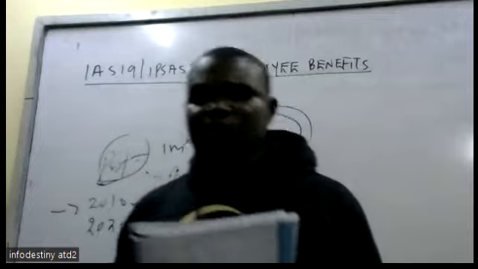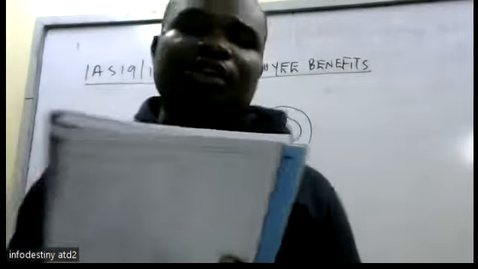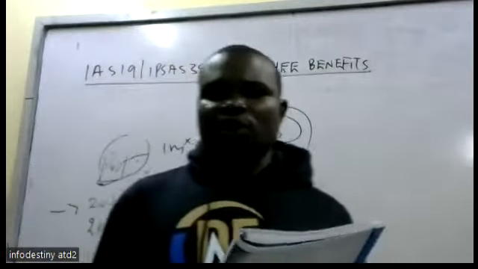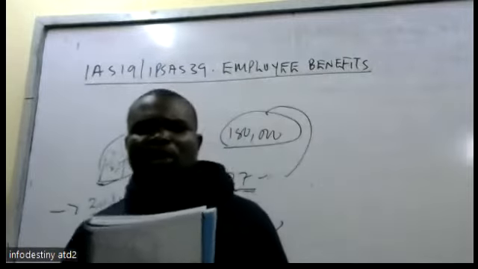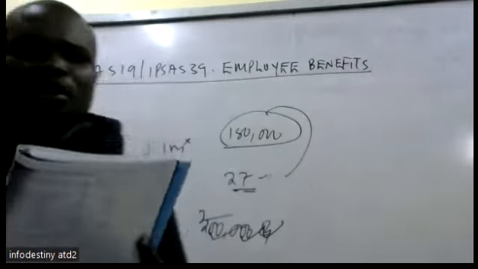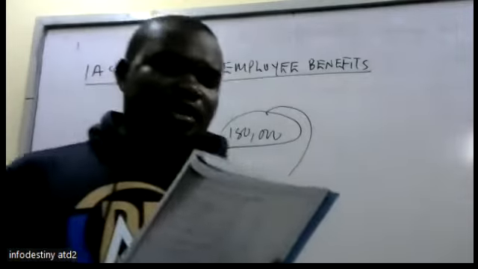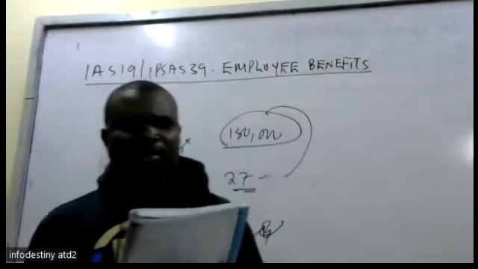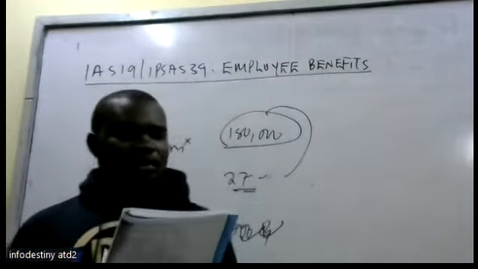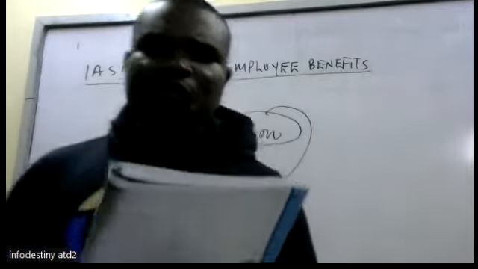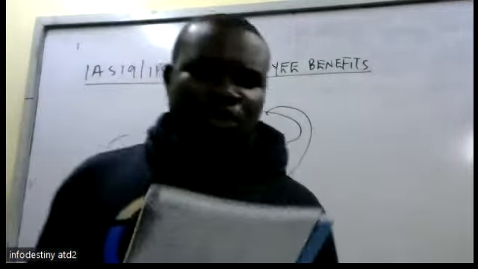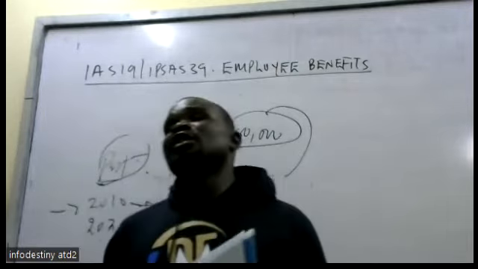Then we have what is called the remeasurement component. This comprises the actuarial gains or actuarial losses arising during the financial period. Actuarial gain or losses is the increase or decrease in the net pension asset or liabilities that arises due to changes in actuarial assumptions, due to the differences between the previous actuarial assumption and the actual outcome in the scheme.